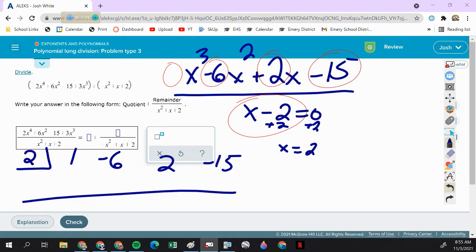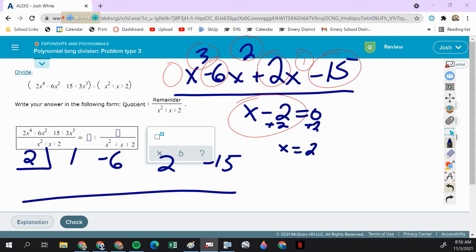Now, you have to be careful. They have to be in descending order. Right? They can't be scrambled. They have to be in the proper order. Okay? And you have to check, am I missing any x's in the numerator? So x to the 3, 2, 1, constant. So no, I'm not missing anything.